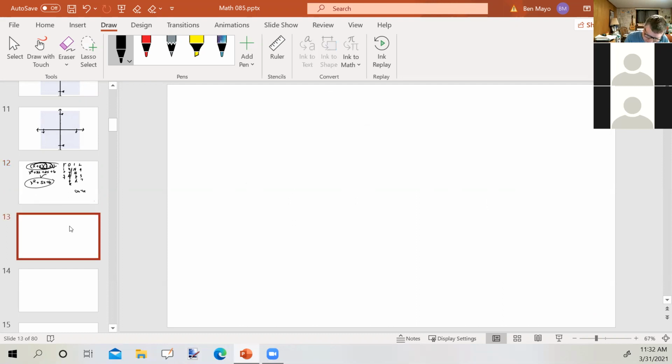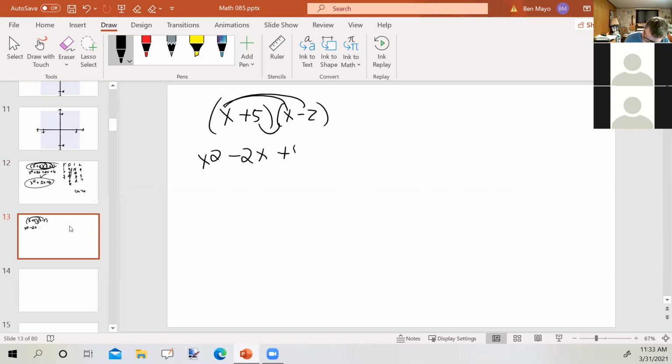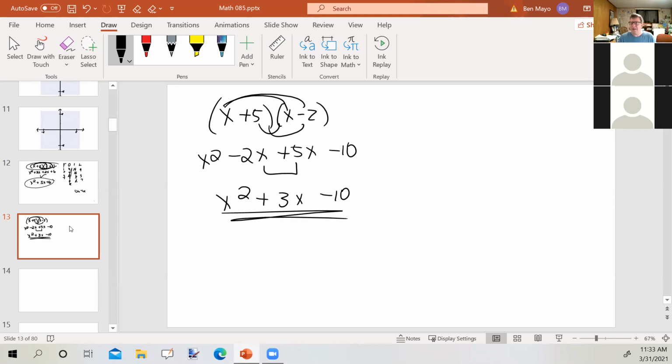Let's look at another example. Let's say I've got x plus 5 times x minus 2. So I get x squared minus 2x plus 5x minus 10. Combining like terms, x squared plus 3x minus 10 is my final answer. Any questions about that process?